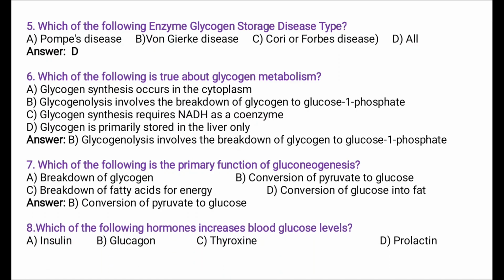Next, which of the following hormones increases blood glucose level? A. Insulin. B. Glucagon. C. Thyroxine. And D. Prolactin. So, glucagon increases blood glucose level. B is the correct answer.